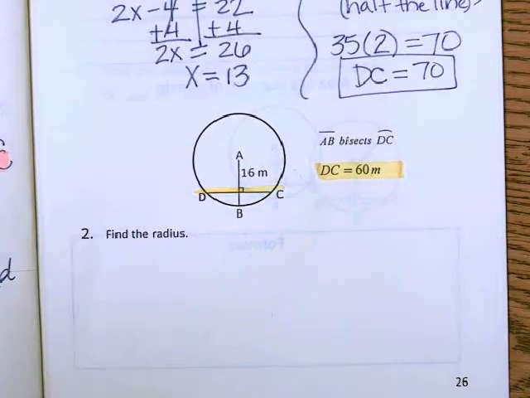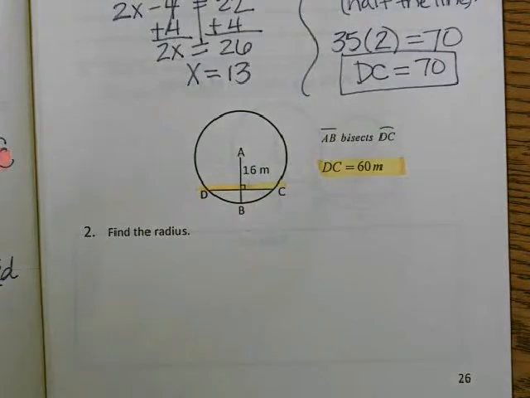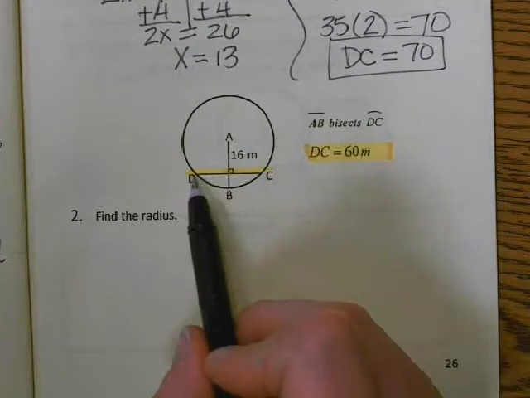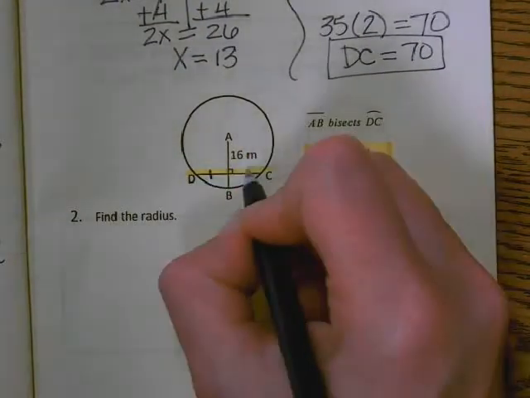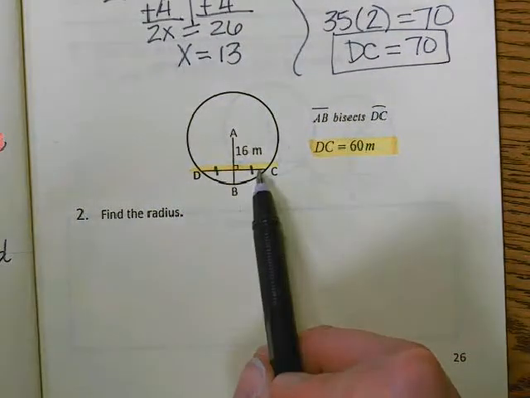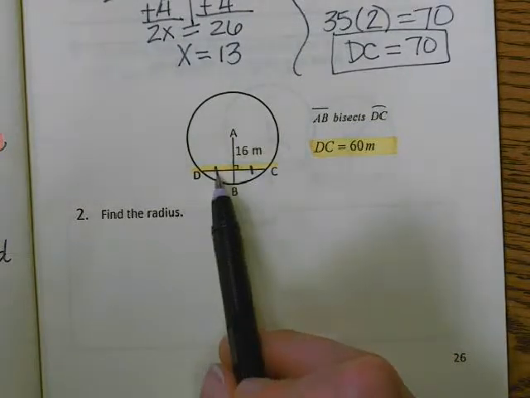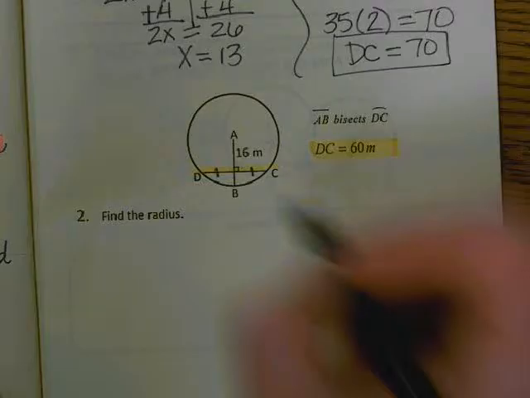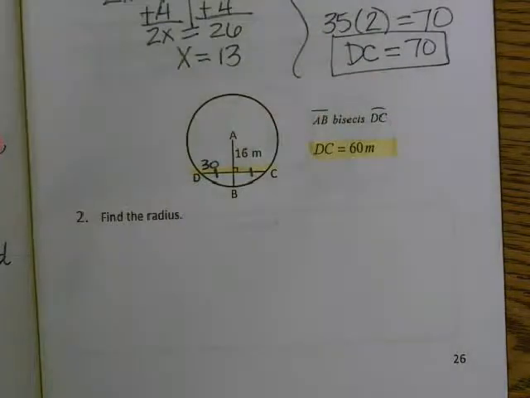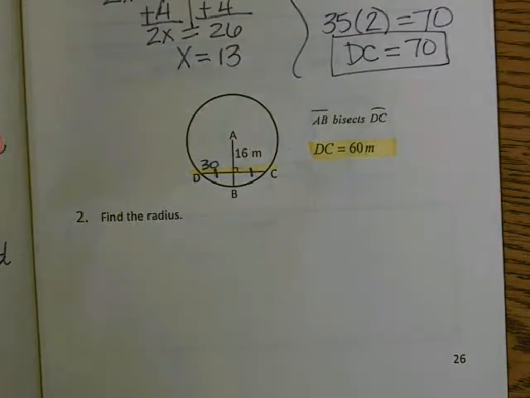It also says that the radius is perpendicular to this chord. So what does that mean? Well, that means that this length right here is congruent to that length right there. They are the same length. So if the whole line is worth 60, how much is one worth? 30. Okay? So now I can figure out the length of the radius by drawing a right triangle.